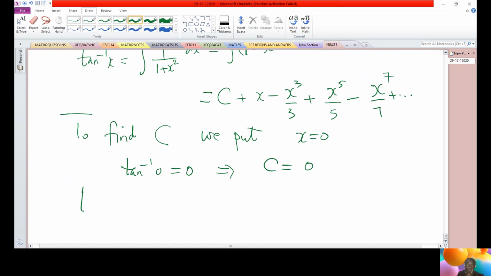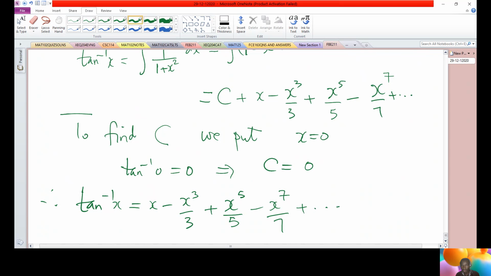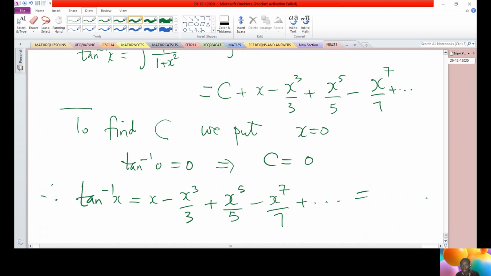So therefore now tan inverse of x will be x minus x cubed over 3 plus x power 5 over 5 minus x power 7 over 7 plus ..., which can be written as the sum from n equals 0 to infinity of negative 1 raised to power n, x raised to power 2n plus 1, divided by 2n plus 1.